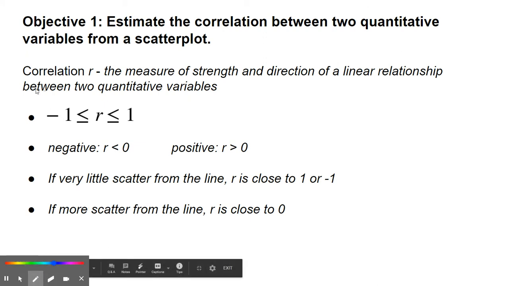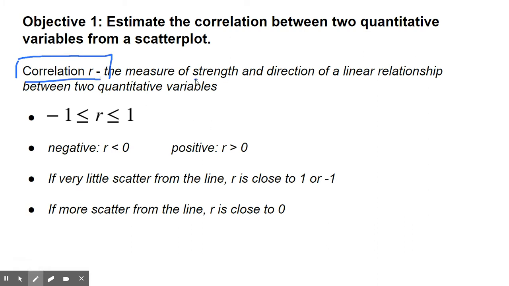So the correlation is this letter r, okay? And again, it measures the strength and the direction of a linear relationship between two quantitative variables. So first off, it has to be between -1 and 1. Okay, so this is very important. You can't have something outside of these two limits. Of course, if it's a negative r value, it's less than 0, positive greater than 0. That should be self-explanatory.